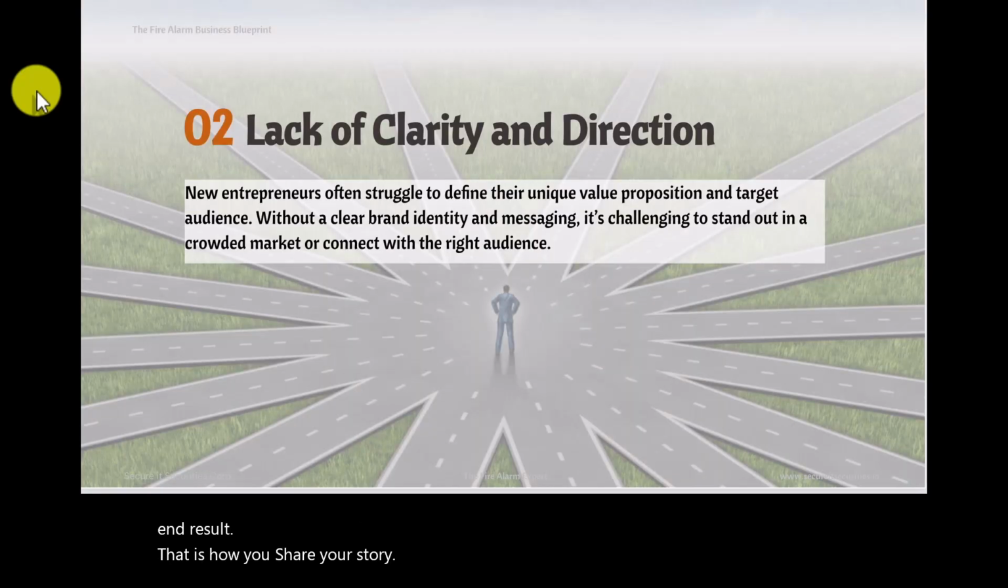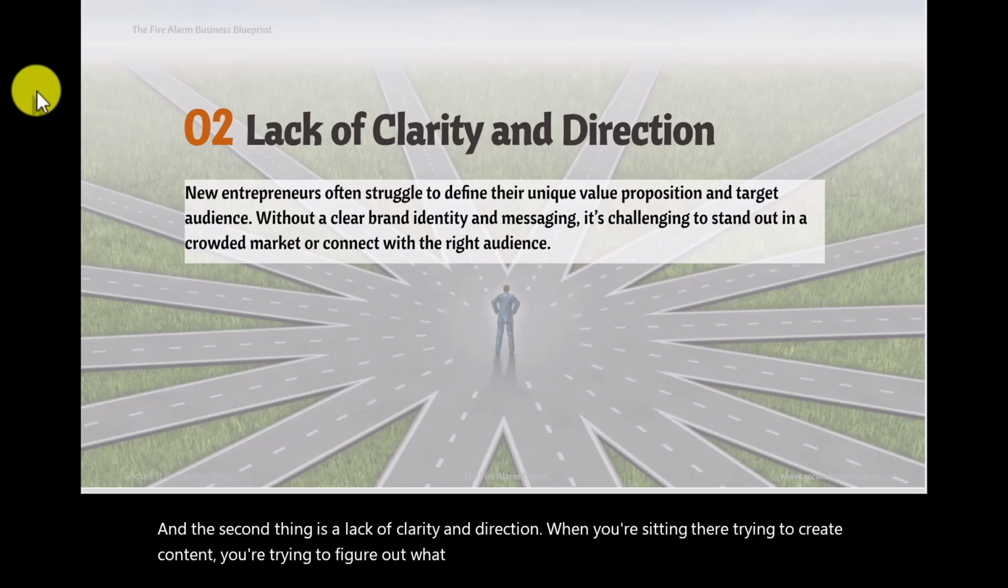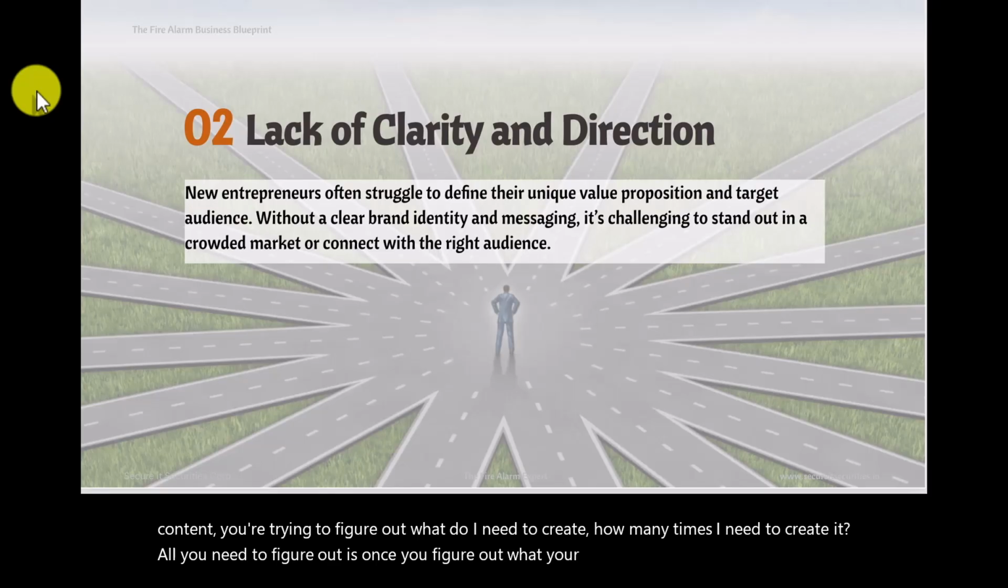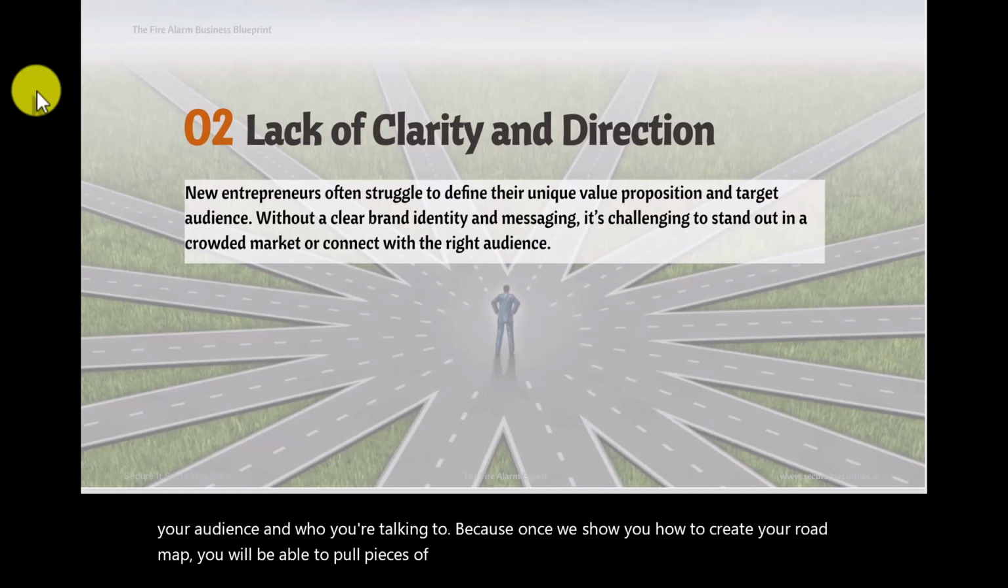And the second thing is a lack of clarity and direction. When you're sitting there trying to create content, you're trying to figure out what do I need to create, how many times I need to create it. All you need to figure out is what your message is by understanding who your audience is and who you're talking to, because once we show you how to create your roadmap, you will be able to pull pieces of information and just easily create content, and your clarity will always remain the same and your direction will always be forward.